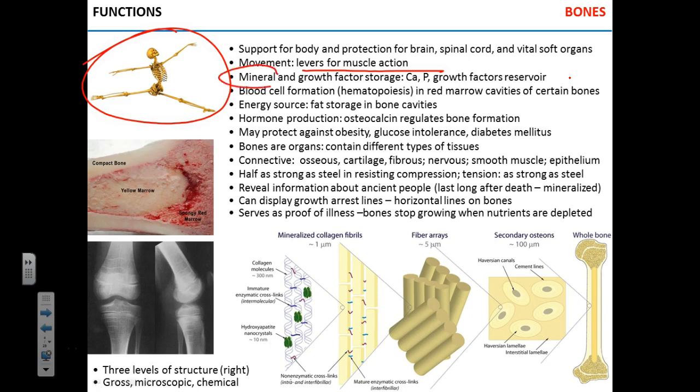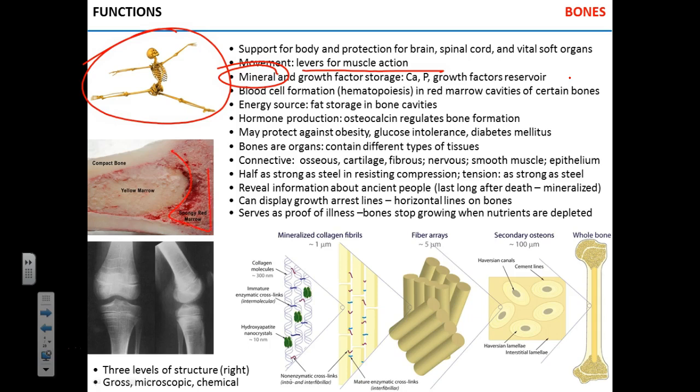Bones store minerals. I have this table somewhere. Most of the calcium, practically all calcium, all phosphorus is in the bones. So now you have to understand that's a storage. If there's a need in calcium, it will be taken first and foremost from the bones. Good? That makes sense here. Growth factors can be released from the bones.